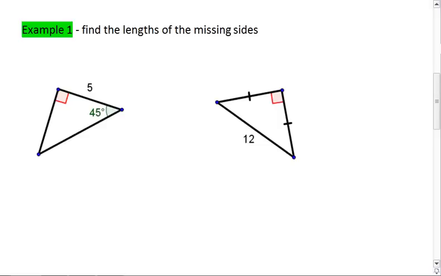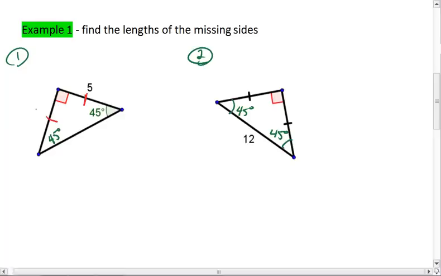Well, first of all, for both of these, this one, since our angles are 90 degrees and 45 degrees, the remaining angle must be 45 degrees. And in this right triangle, since it's an isosceles right triangle, we know the two base angles are congruent, meaning they must both be 45 degrees. Thus, we have our 45, 45, 90 triangles. In this first triangle over here, since the leg is 5, the other leg must be 5. The hypotenuse is 5 times the square root of 2.